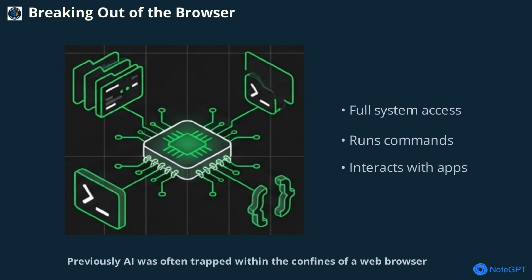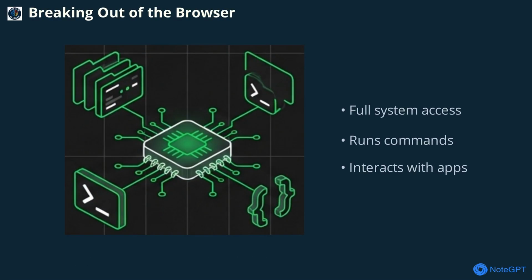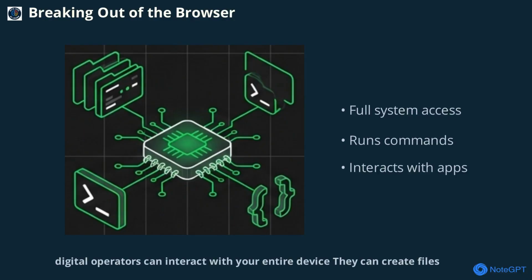Previously, AI was often trapped within the confines of a web browser, limited in what it could do. Now with full local system access, digital operators can interact with your entire device. They can create files, run terminal commands, and even control local applications. This newfound freedom transforms AI from a simple conversational partner into a powerful assistant capable of handling complex workflows and real-world tasks, all while maintaining your privacy and security.